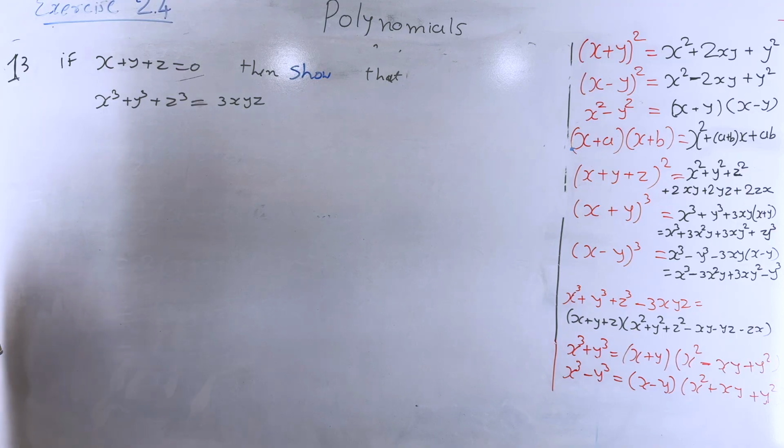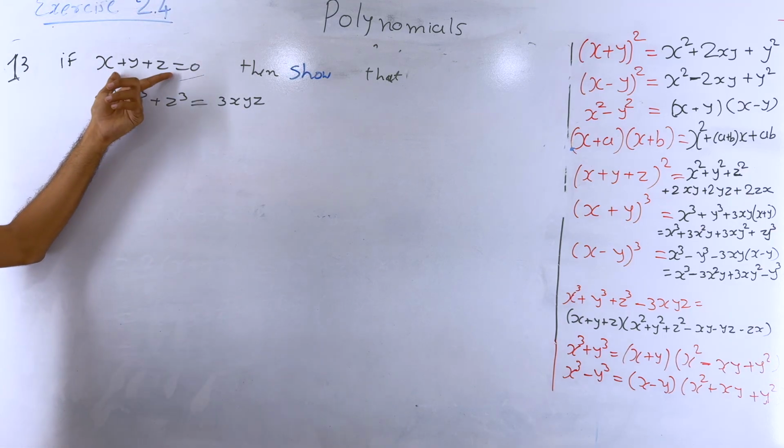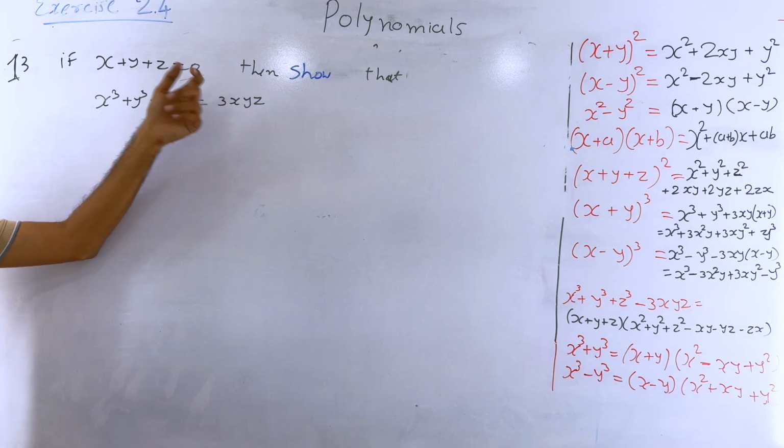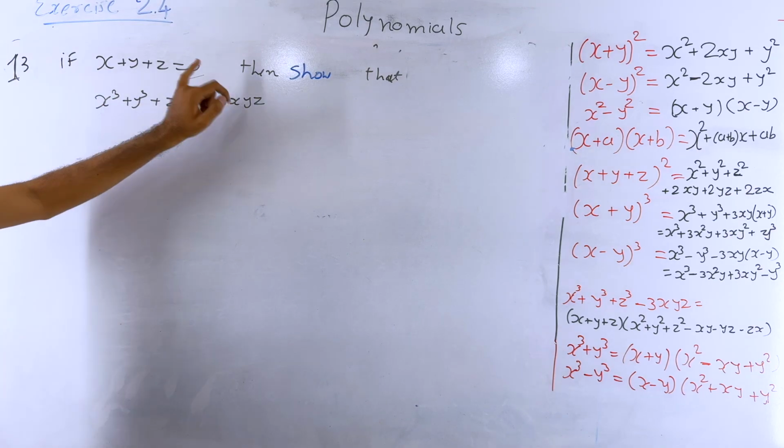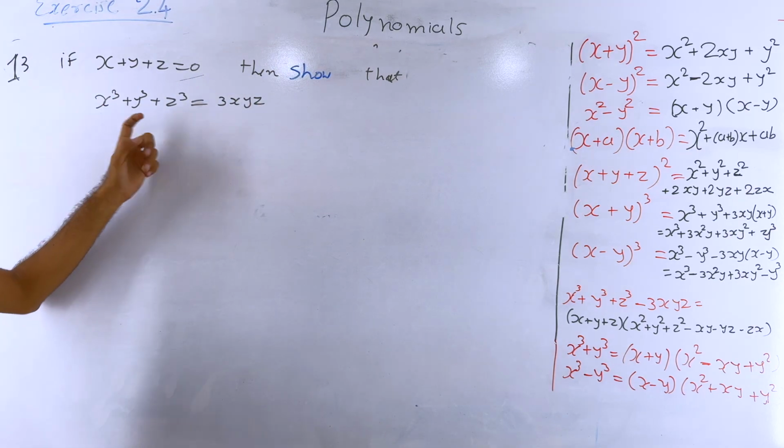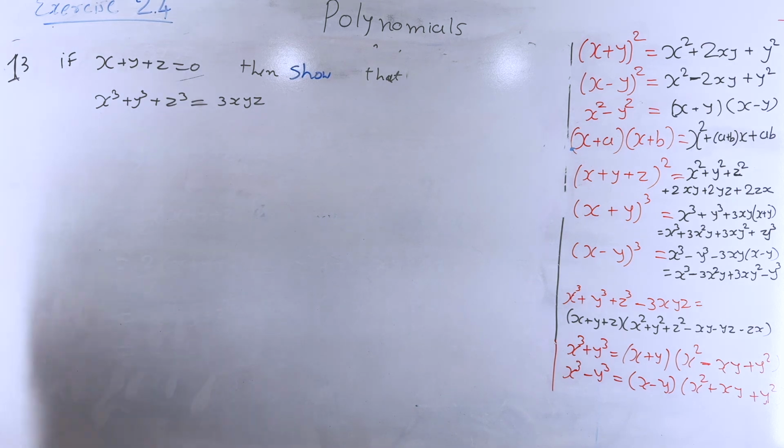Here is my question number 13. If x plus y plus z is equal to 0, if you do an addition of x plus y plus z, your answer will be 0. Then prove that x cube plus y cube plus z cube will be equal to 3xyz.